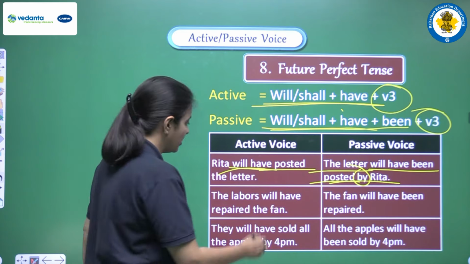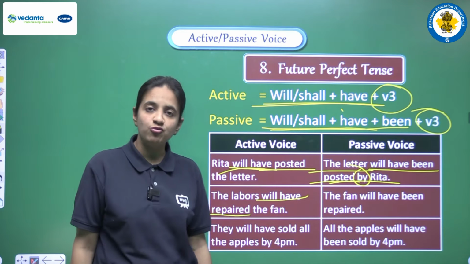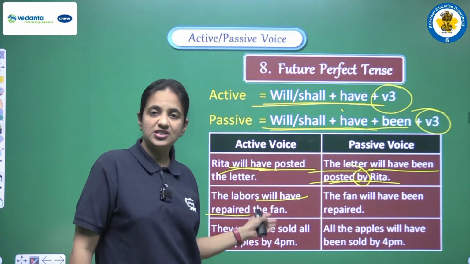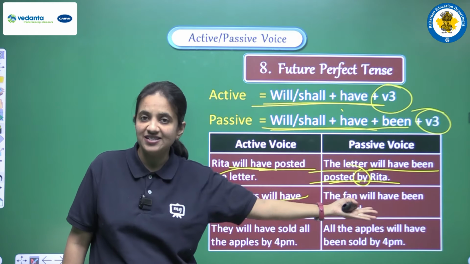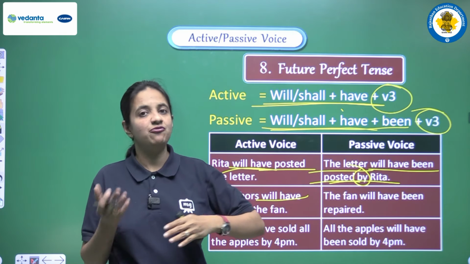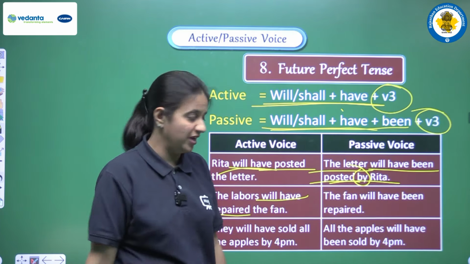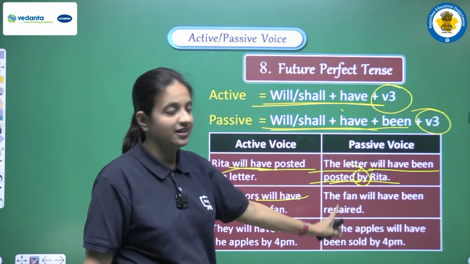Next sentence that we are having here as an example, the laborers will have repaired the fan. Again we are having will have as a helping verb, and we are having third form of the main verb, that is repair. So this shows that we are having future perfect tense here. So when we are converting this sentence into passive voice, we know that we have to add been. Our helping verb will be will have been or shall have been. So let's see the object. The object is the fan. So we will start our sentence with the fan.